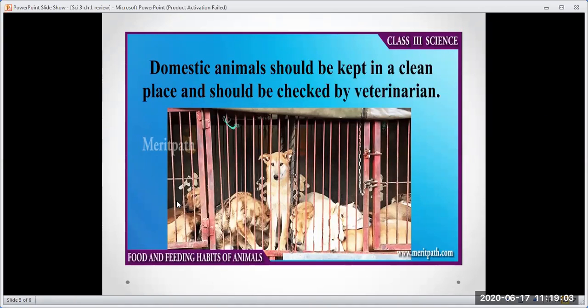The veterinary doctor will tell us why this animal is feeling very weak, and what happens to him. This doctor will tell us which medicine we are going to give that animal so that he can recover very fast.